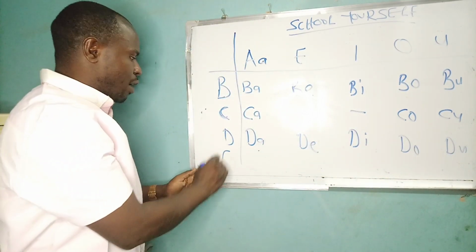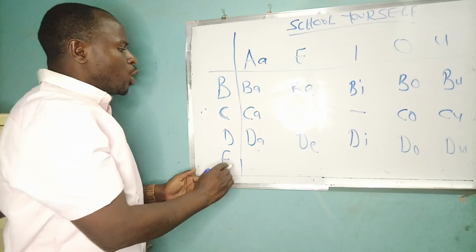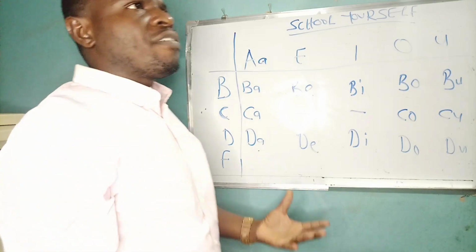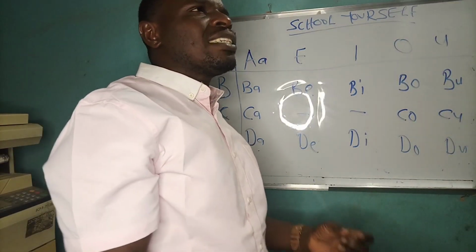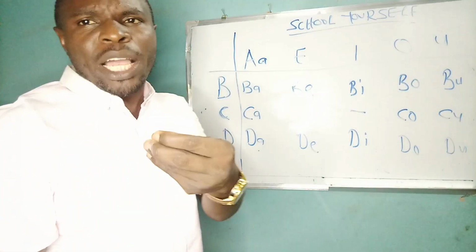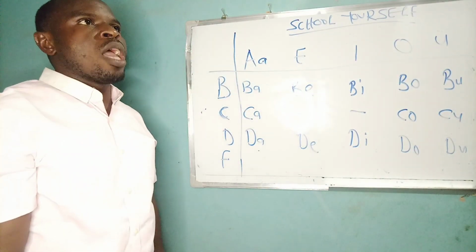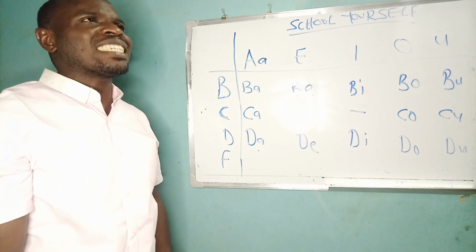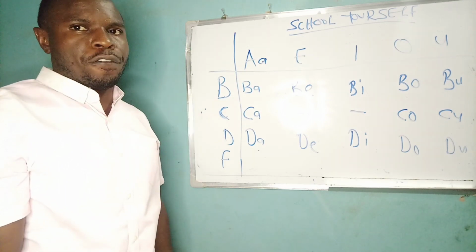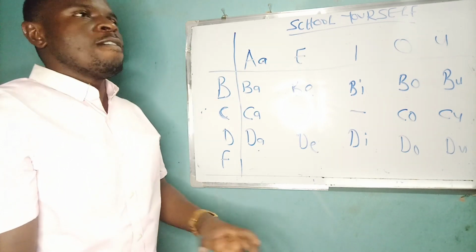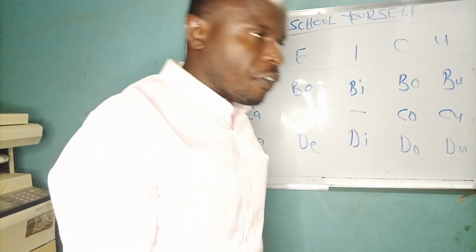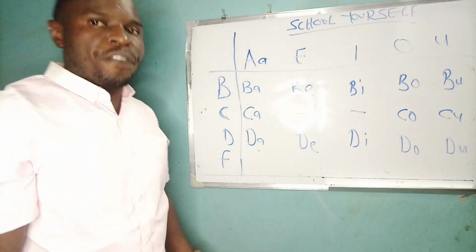Now it comes to F. That's F. Now, when you say F, the sound of F itself, the sound of F is the last sound that you pronounce. I say F. The sound of F is the last thing that comes out of my mouth. Let's practice that. F. That's how to pronounce it. F.